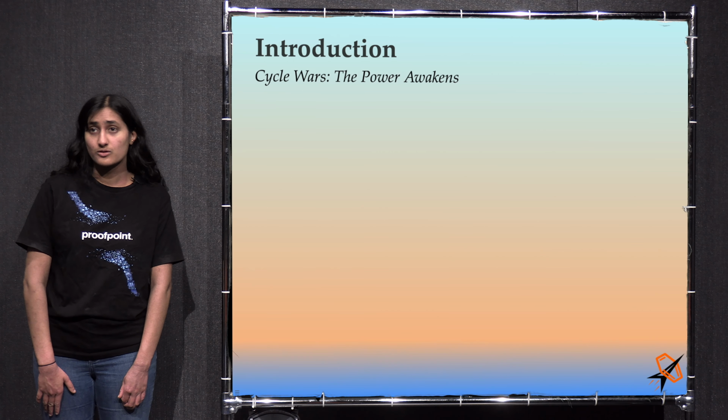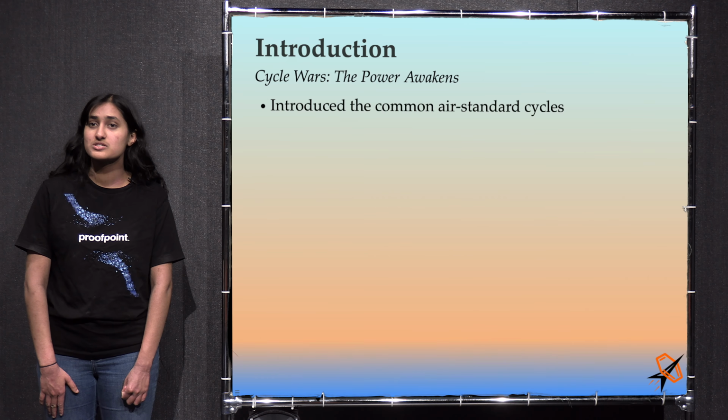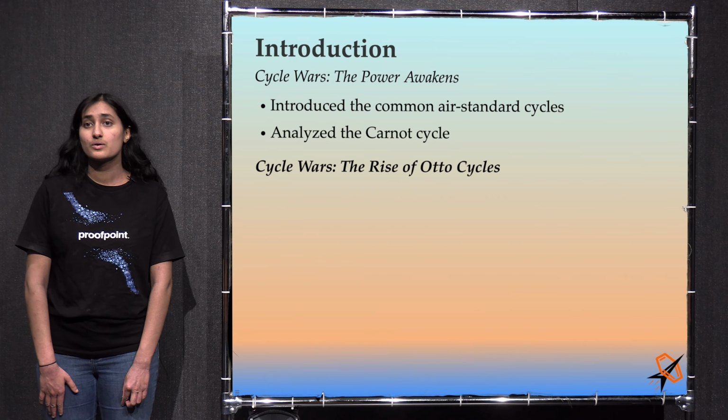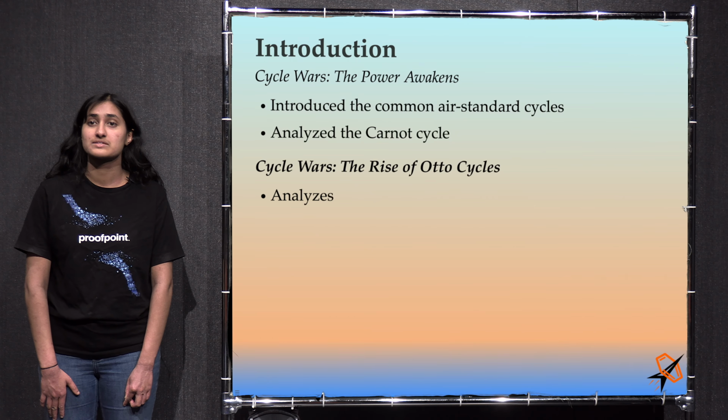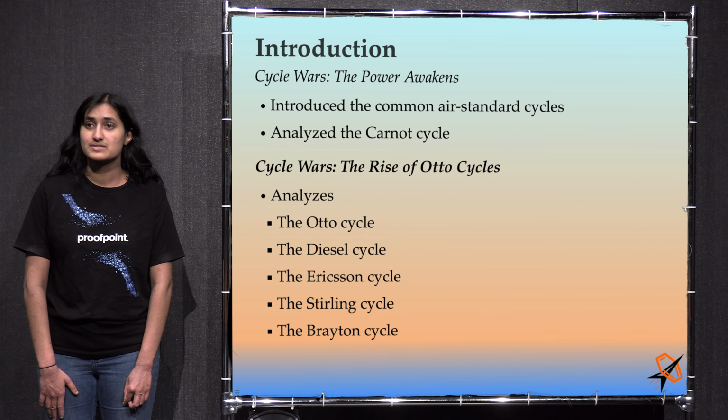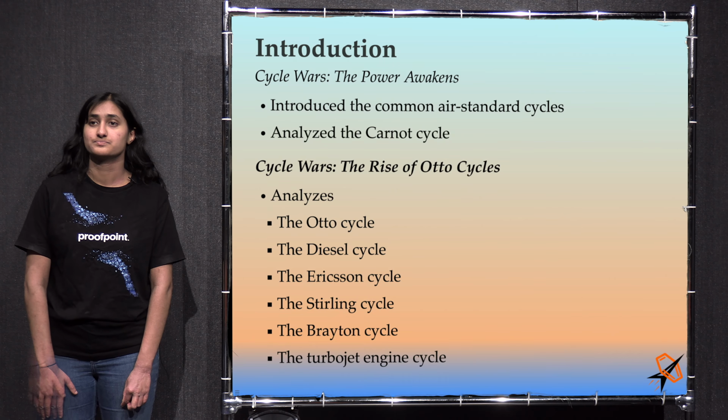The previous video, Cycle Wars, The Power Awakens, introduced the equations used to model common air standard cycles and analyze the Carnot cycle. This video, Cycle Wars, The Rise of Otto Cycles, analyzes the Otto cycle, the diesel cycle, the Ericsson cycle, the Stirling cycle, the Brayton cycle, and the turbojet engine cycle.